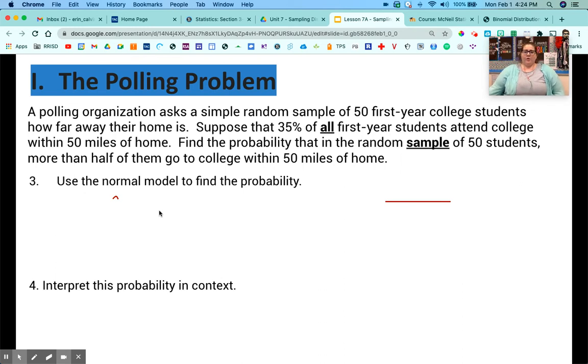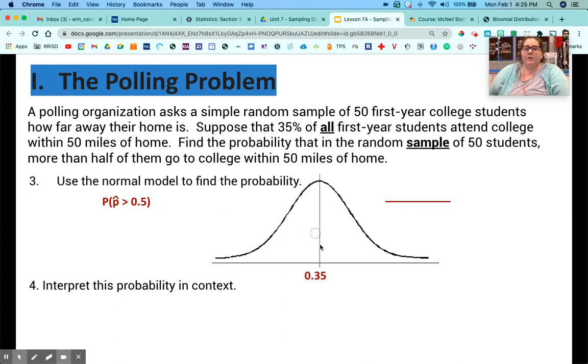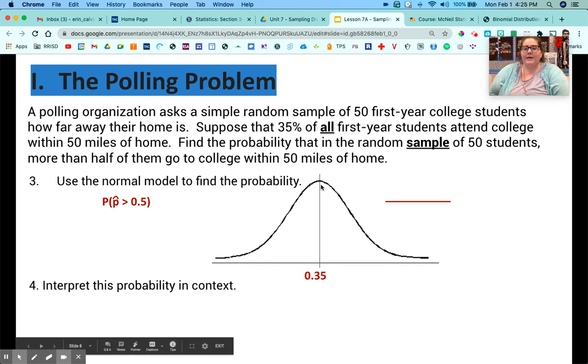Now we're going to use that normal model to find a probability. The probability we're finding is that for 50 students, more than half of them go to college within 50 miles of home. So the proportion we're trying to figure out about is half. What is the probability that our p hat, our sample proportion, for a sample of 50 students, is greater than half? We know that in our normal model, the mean is 0.35. So obviously greater than half, 0.5, is not going to be super obvious or super typical.